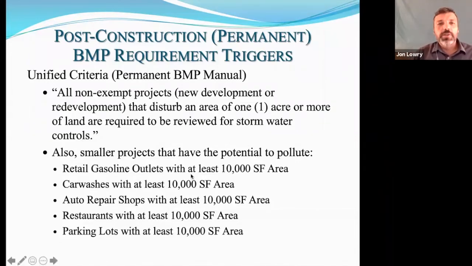So what triggers the need? Why do we even put in post-construction BMPs? There's a unified criteria that is included in the permanent BMP design manual. Basically all non-exempt projects that are new and redevelopment that disturb an acre or more have to be reviewed for required stormwater controls. Also smaller projects that have retail and gasoline outlets, car washes, auto repair shops, and restaurants with 10,000 square feet of area, parking lots. These are all the types of projects that require review and permanent stormwater controls.